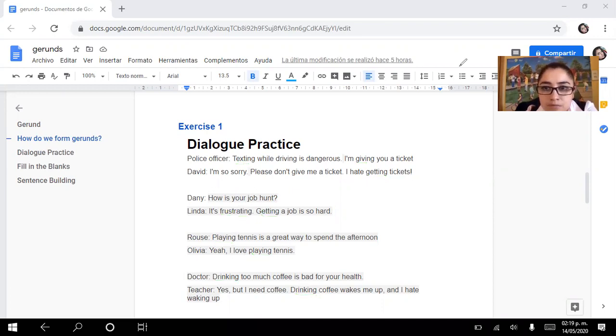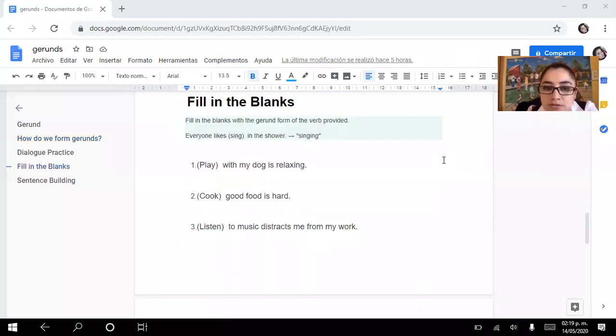Then we continued with this. In this exercise, I told your classmates that you have to copy just the answers in your notebooks. You have to take the verb that is in parentheses and put it in gerund form. And you have to do something like this: Playing with my dog is relaxing.